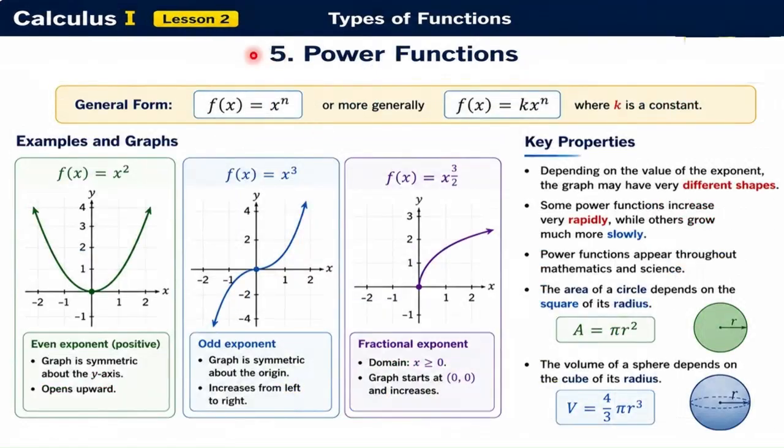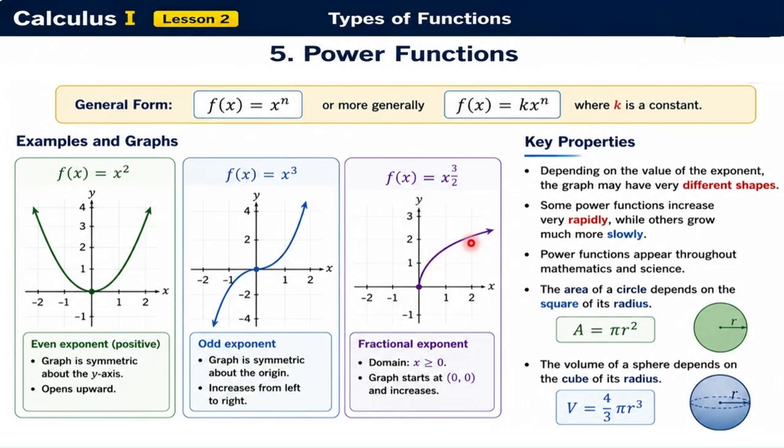Finally, let us introduce the power function. A power function has the general form f of x equals x raised to the power n. Or more generally, f of x equals k multiplied by x raised to the power n, where k is a constant. For example, f of x equals x squared. f of x equals x cubed. Or f of x equals x raised to the power of 3 over 2.